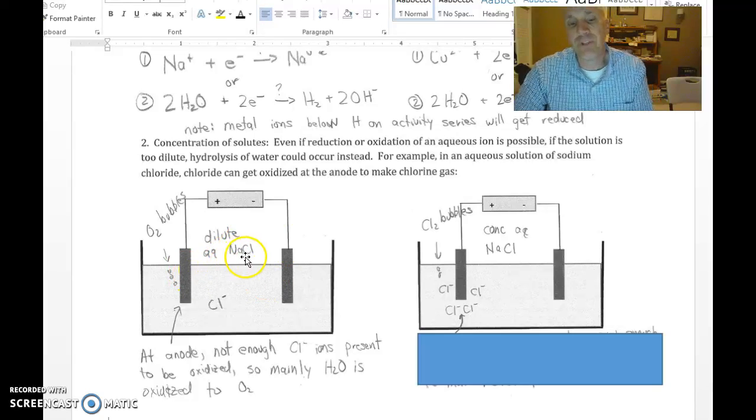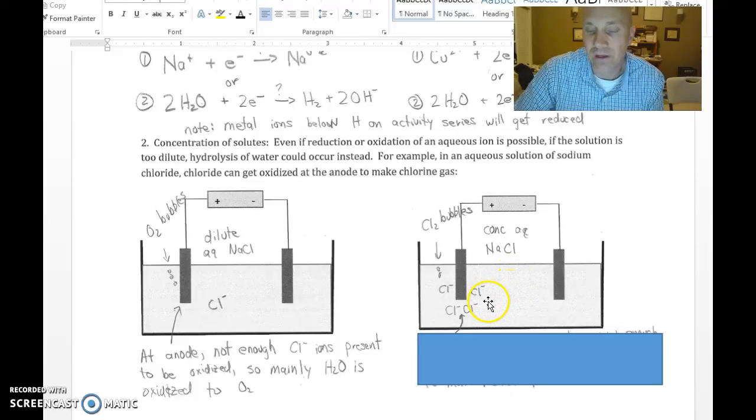All right. But if we just add more salt to this, and increase the concentration of the chloride ions in the solution, you now have a lot more of these chloride ions right there around the anode. And if two of these guys are in close enough proximity, if both of them each lose an electron, they could potentially form a covalent bond between them to make a neutral chlorine Cl2 molecule. And that's in fact what happens.